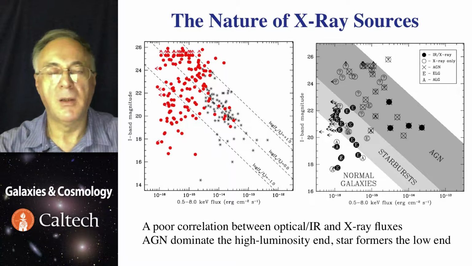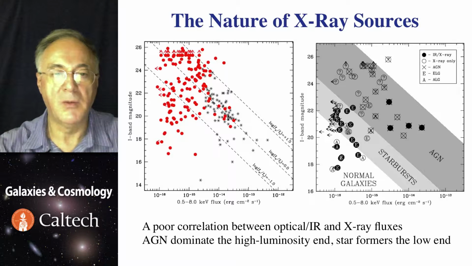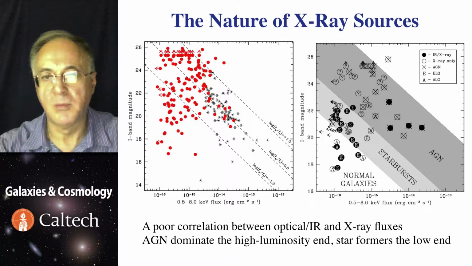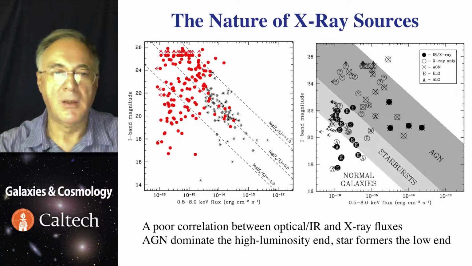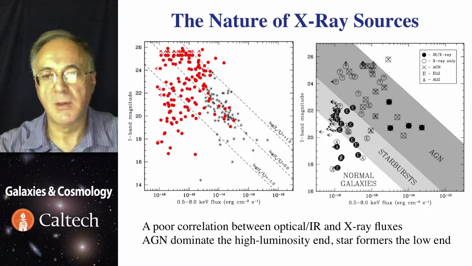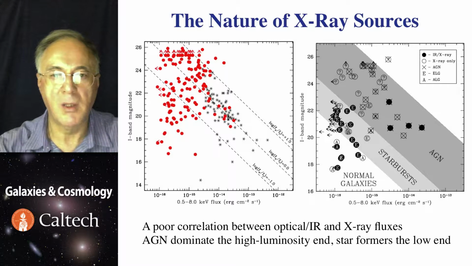If we plot here X-ray flux versus essentially optical flux, you see there is no correlation whatsoever. And sources of different kinds appear in different ways. There are some galaxies which are powered by star formation, and those tend to be lower luminosity X-ray sources, whereas active nuclei, like quasars, tend to be higher luminosity X-ray sources.